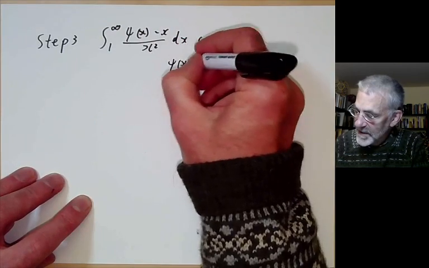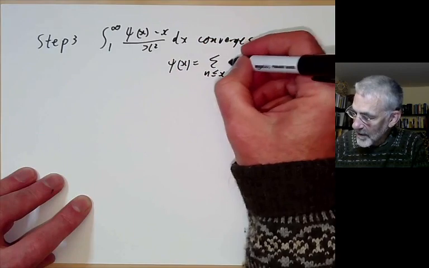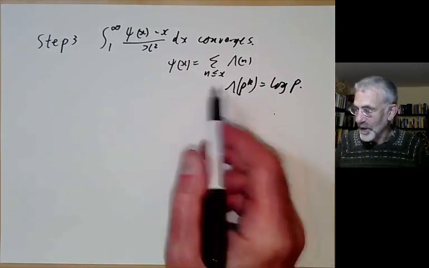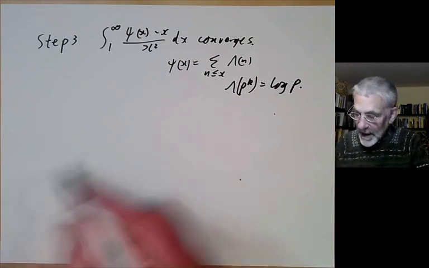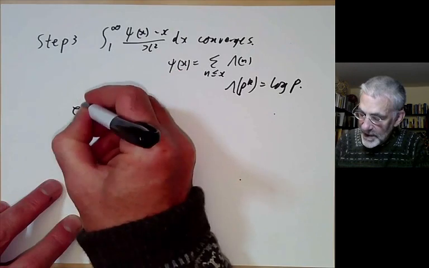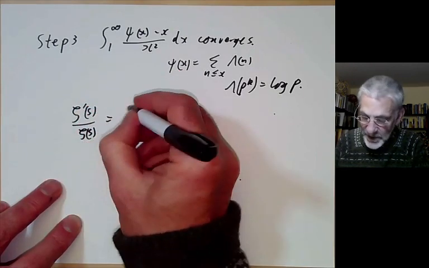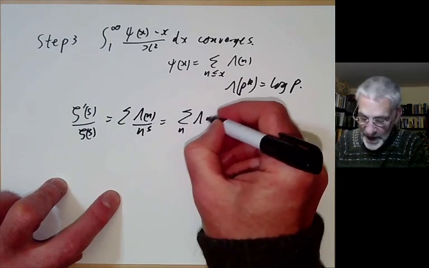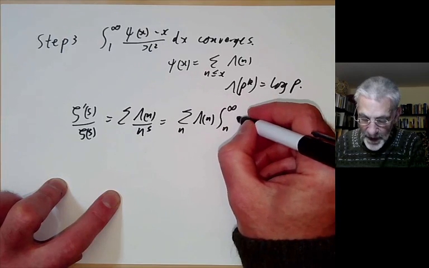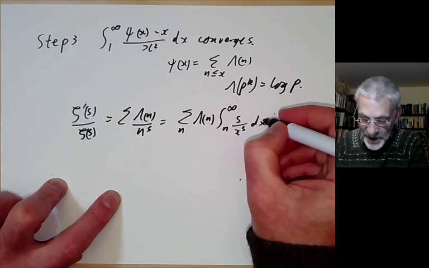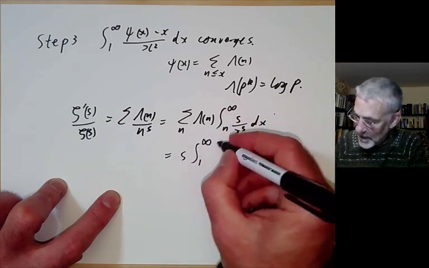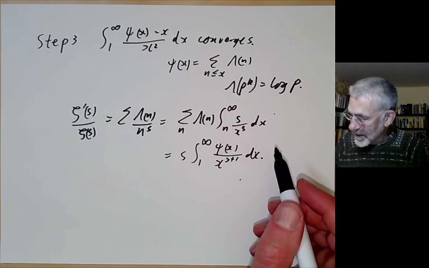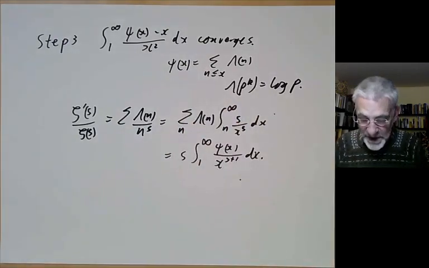Here, we just recall that psi of x is the sum over n less than or equal to x of lambda of n, where lambda has the property that lambda of a power of a prime is equal to the logarithm of the prime and is zero otherwise, as I discussed in the previous lecture. And what we do to prove this is we observe that the derivative of zeta of s over zeta of s, which we recall is equal to the sum over n of lambda n over n to the s, can also be written as the sum over n of lambda n times the integral from n to infinity of s over x to the s dx by elementary calculus, which turns out to be s times the integral from 1 to infinity of psi of x over x to the s plus 1 dx. You're using that formula for psi.